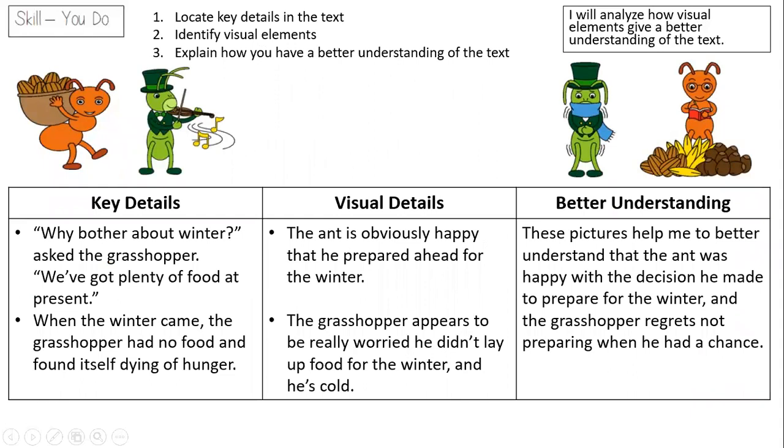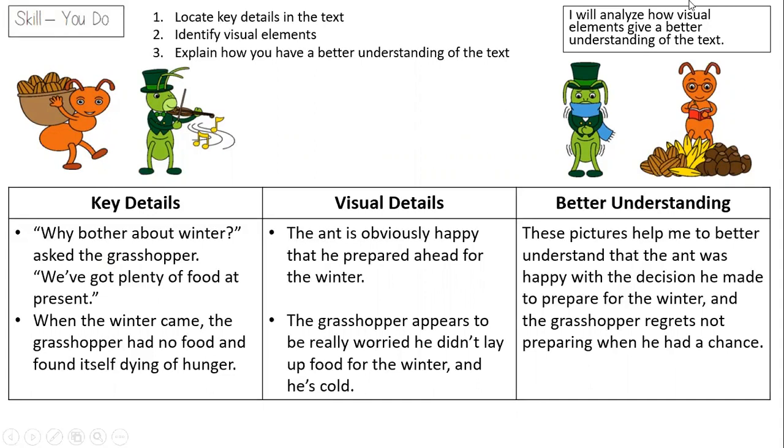So now we're going to identify the key details and the visual details in what we just read to get a better understanding. Some of the details were, "Why bother about winter," asked the grasshopper. "We've got plenty of food at present." But then when the winter came, the grasshopper had no food and found itself dying of hunger. And the visual element details were: the ant is obviously happy that he prepared ahead for the winter. The grasshopper appears to be really worried he didn't lay up food for the winter, and he's cold. And you can see that in these pictures.